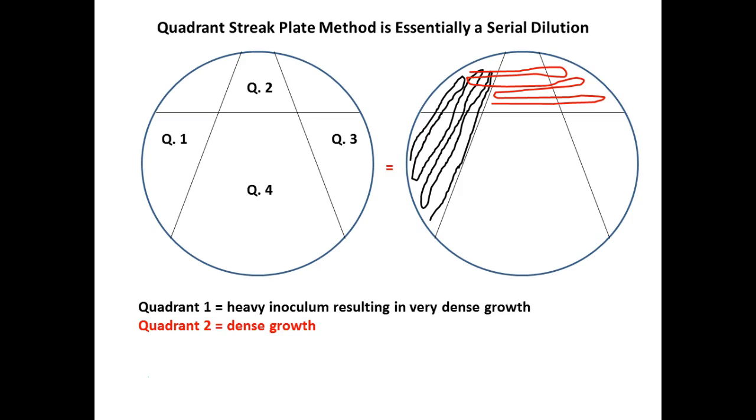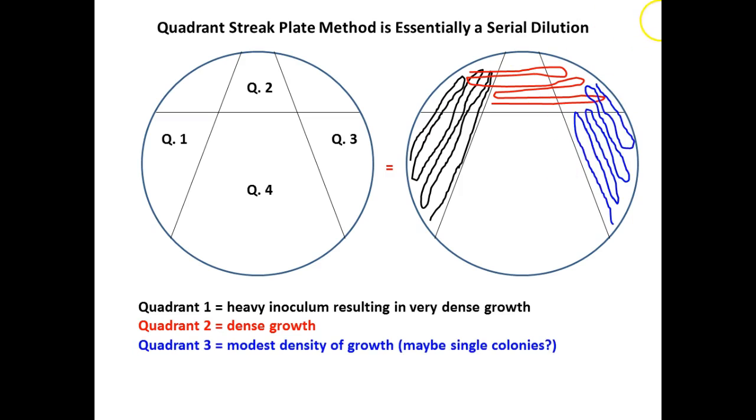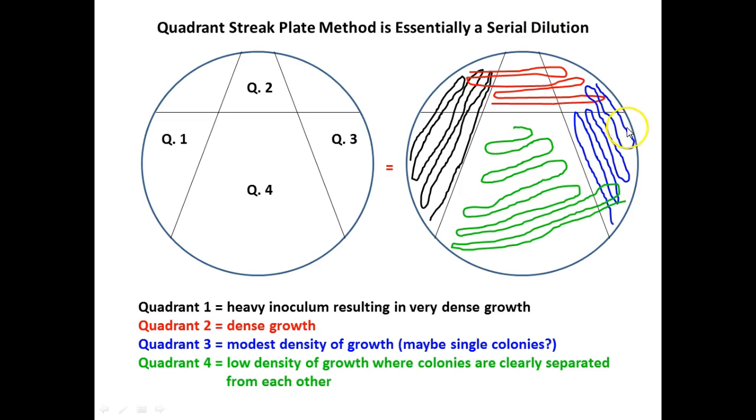Then you're going to flame your loop, and now you're just going to pick up, by crossing into this one a few times, organisms that you already put on the plate. So hopefully you're picking up less than your initial inoculum. Then you're spreading them out, so hopefully you're getting them even more spread out. It's like dilution. Flame our loop. Pick up from the second into the third. Flame our loop. Pick up from the third into the fourth. Usually by the third or fourth quadrant, you're going to get isolation.